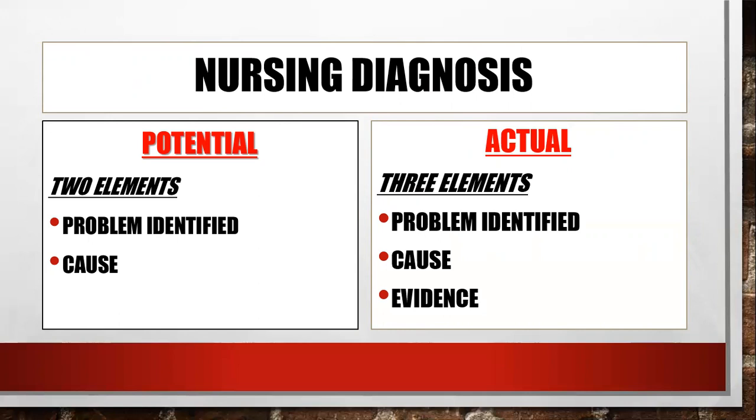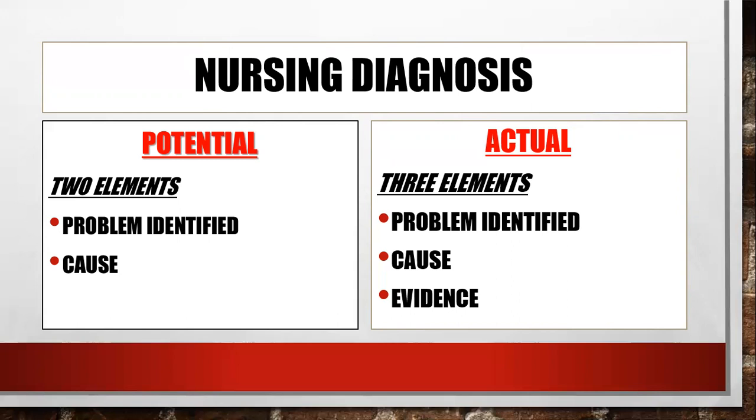And a nursing diagnosis that is actual in nature has three elements. It has a problem identified, it has the cause, and it has the evidence. And take note that the potential problem itself does not have this component of the evidence. Now, this is very important. I would still give an example of the same problem that we identified, fluid volume deficit or risk of fluid volume deficit.